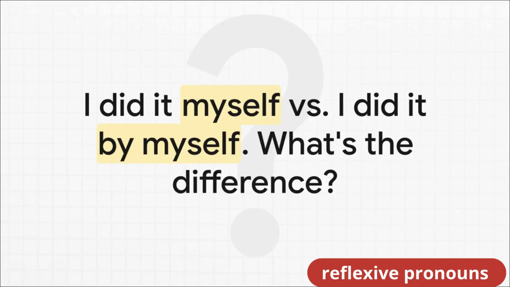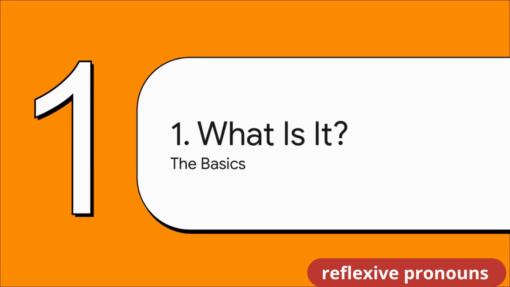Okay, let's start with a question that trips up, well, pretty much everyone. I did it myself versus I did it by myself. What is the real difference here? By the time we're done, you're not just going to know the answer, you'll understand exactly why it's the answer. So, first things first, before we can get into the really tricky parts, we've got to cover the absolute basics. What are these words, and what's their main job in a sentence?